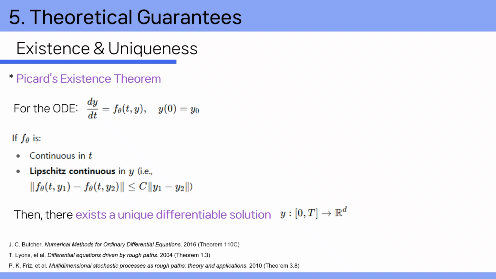Under mild smoothness assumptions, neural ODEs are well defined, and Picard's theorem provides the theoretical guarantee that a unique solution exists. Similar results also hold for neural CDEs and SDEs, so these models are mathematically well founded. You can find formal theorems and proofs in the references listed below.